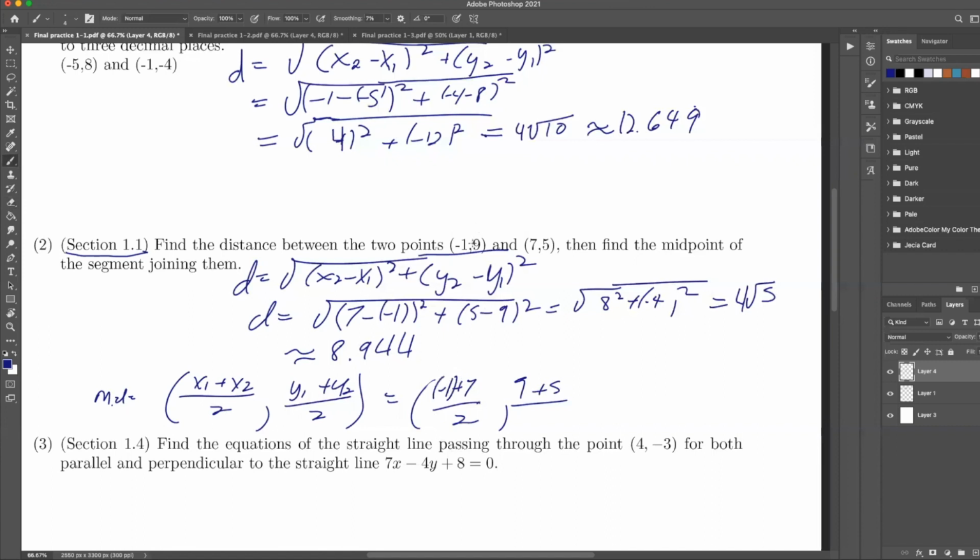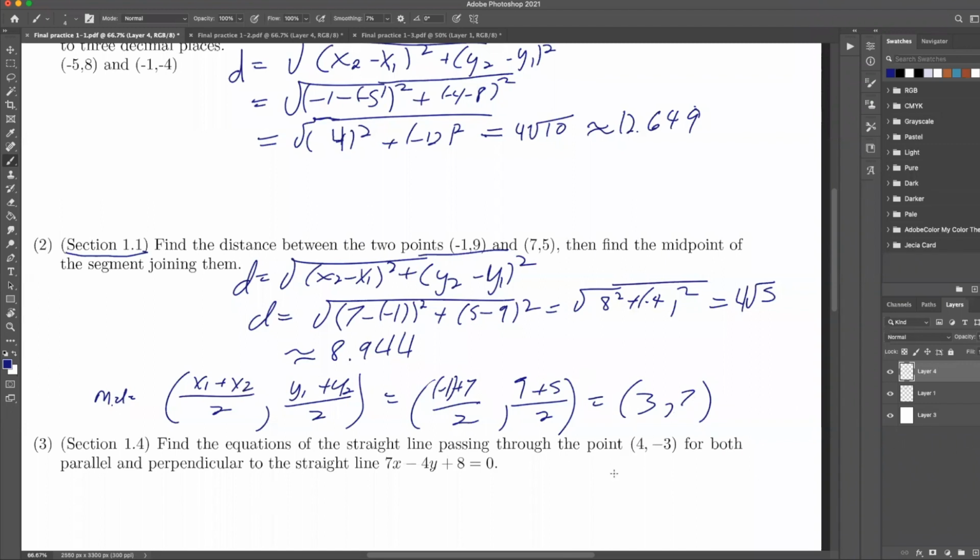Technically, it's this way. Negative 1 plus 7, and then 9 plus 5, divided by 2. So this gives us 6 divided by 2, so that's 3. And this gives us 14 divided by 2, so that is 7. And that makes sense. 7 is what's in between here, 3 is what's in between here. So we have 3, 7 as the midpoint.